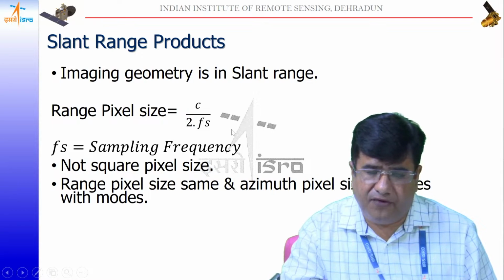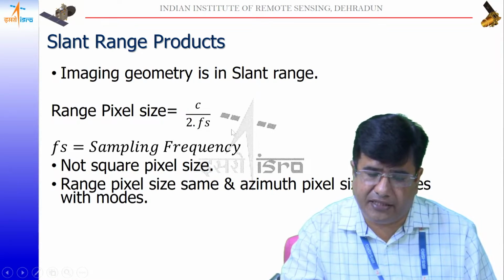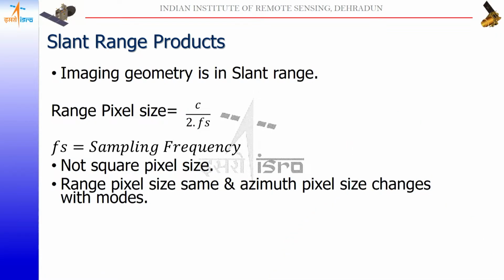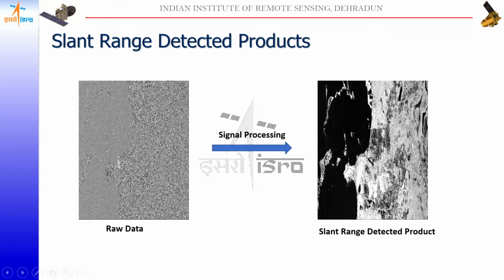It is not a square pixel size. We have a different pixel size in the range direction and a different pixel size in the azimuth direction. So in the case of slant range we do not have a square pixel size. You can see how this raw data is converted to processed data. This is the level 0 data and this is called the level 1 data.